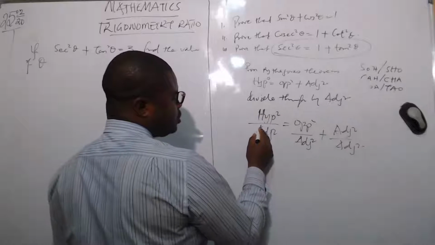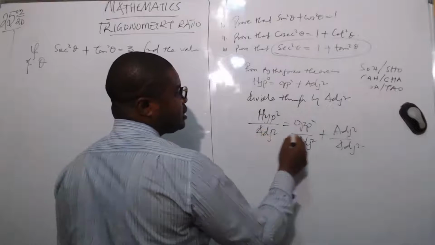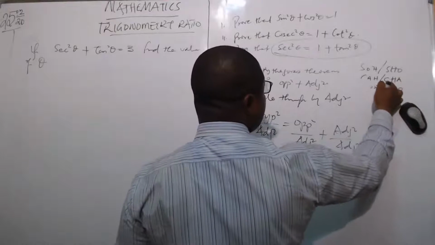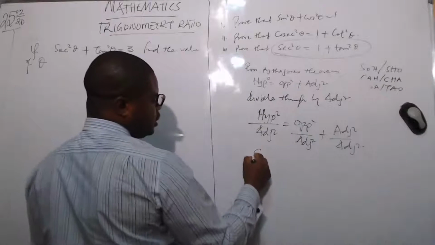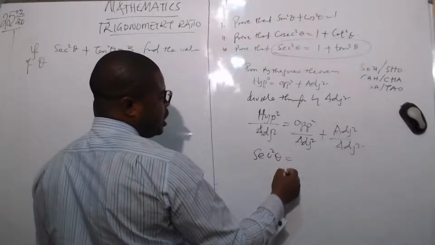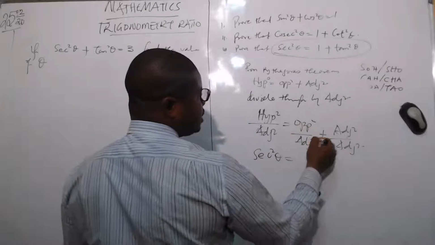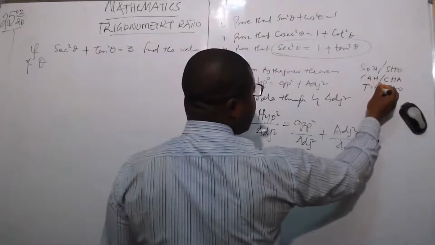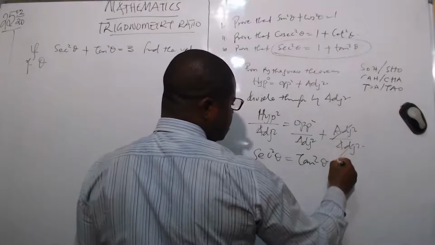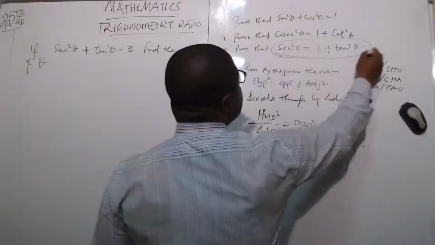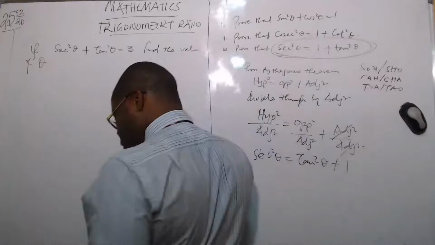Now, going back again to that, we have hypotenuse over adjacent. Hypotenuse over adjacent is inverse of cos, and inverse of cos we said is sec square theta. Now, opposite over adjacent is tan square theta. Adjacent divided by adjacent is 1, which is the same thing as that.